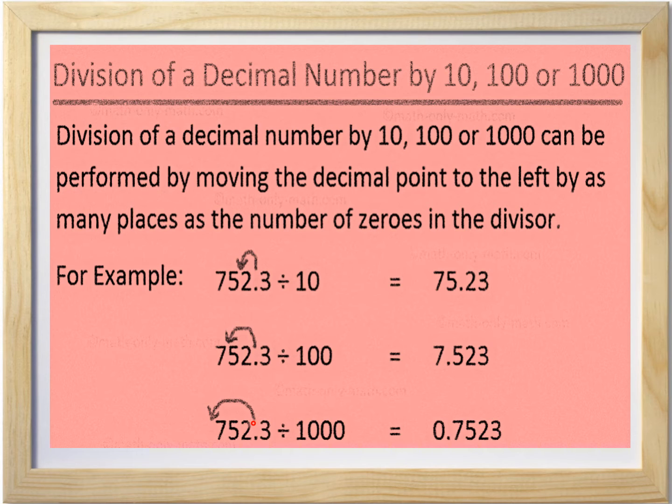Now the same number, if it is divided by 1000, and in 1000 there are three zeros, the decimal point will move three places to the left. So the quotient will be given by 0.7523.